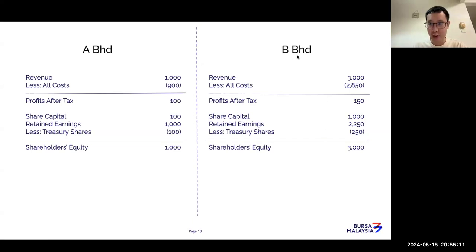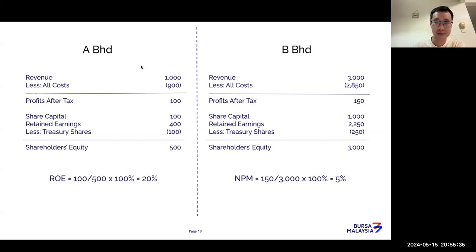Next, you look at B Berhad. Can you type in the chat box, what is the return on equity for B Berhad? So for B Berhad, if you want to calculate the return on equity, it is 150 divided by 3,000, earnings divided by equity, times 100%. And you should be getting 5%. So that is actually the case.